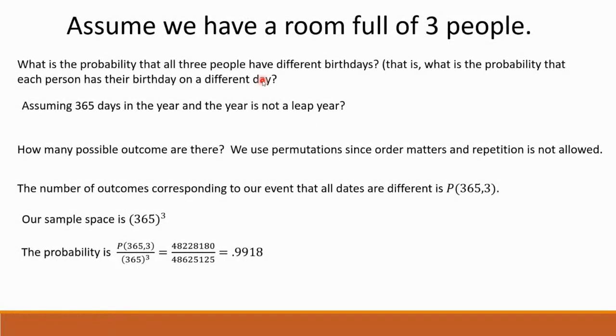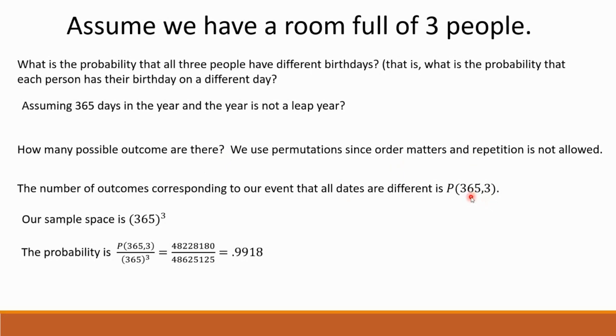And I just rewrote the problem here. So of course, when you're looking at probability, what we need to know is how many possible outcomes there are for our event, which in this case is that all three people have different days for their birthday. And really what I was trying to show you there was order matters and repetition is not allowed. Thus, we get permutations.